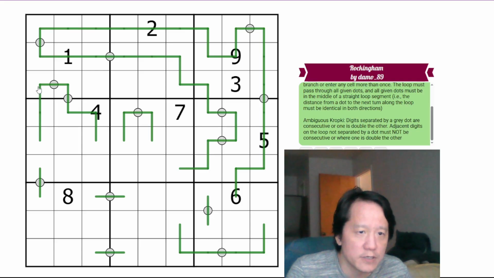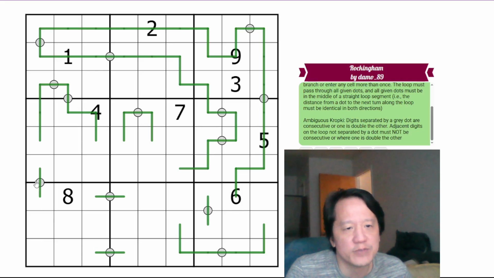Can we connect to here? Then that would be 1, 2, 3, 4, which doesn't work there because this would be only 3 cells away from the dot. So this has to go that way. This cannot connect to here, so it must go that way. That means it connects there.